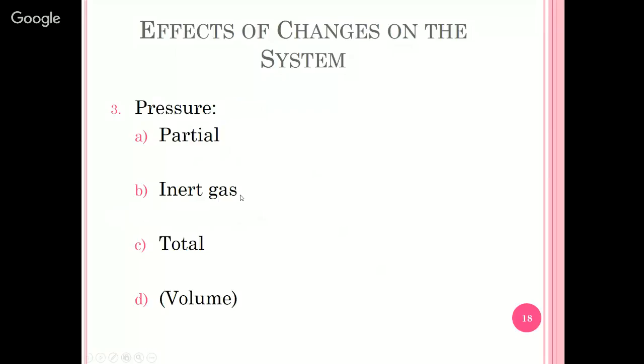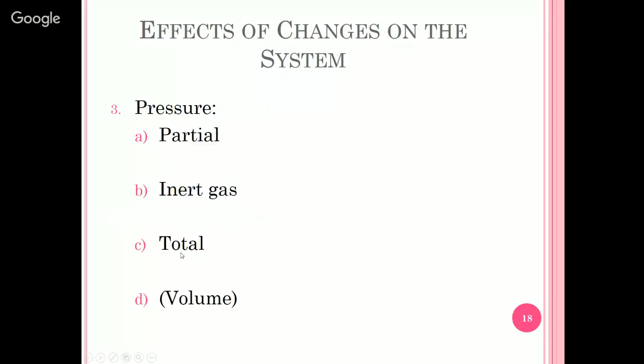If we add an inert gas, like argon or neon, it's not part of the reaction, it doesn't do anything, so it does not change the equilibrium. If anything, it just gets in the way of the reaction occurring, so maybe we just get to equilibrium slower.